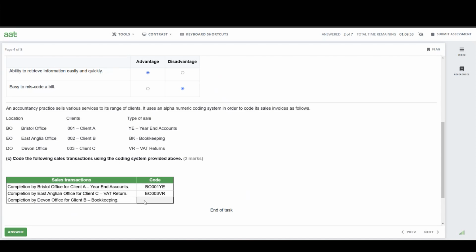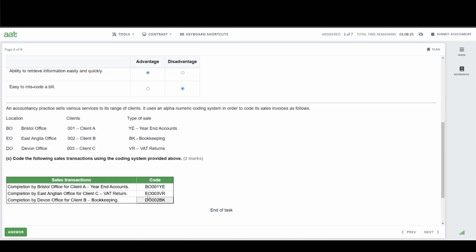And then completion by Devon office, so DO for the Devon office, for client B, so 002. And then bookkeeping, which is BK. Now I'm just looking at that client bit there, it would be so easy, I'm thinking about client B there, it's very tempting to put a letter down there, but it's not. We need to put the number that represents that client.